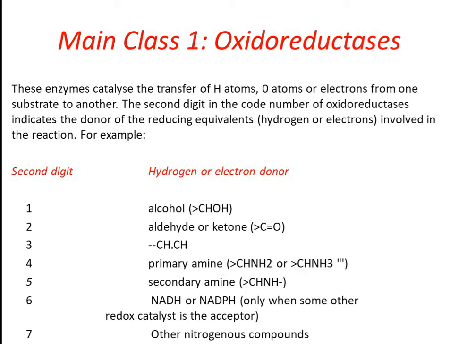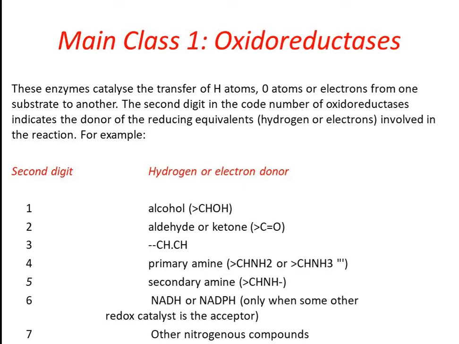oxidoreductases. So these enzymes transfer electrons in the form of hydrogen, oxygen or directly the electron from one substrate to another. So these enzymes catalyze the transfer of electrons in the form of hydrogen, oxygen or directly electrons from one substrate to another substrate. Now this main class is indicated by first digit 1.